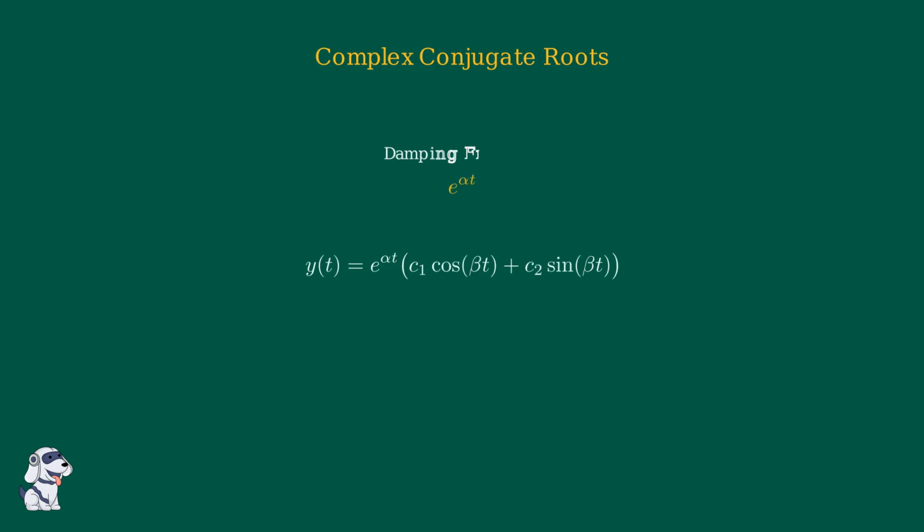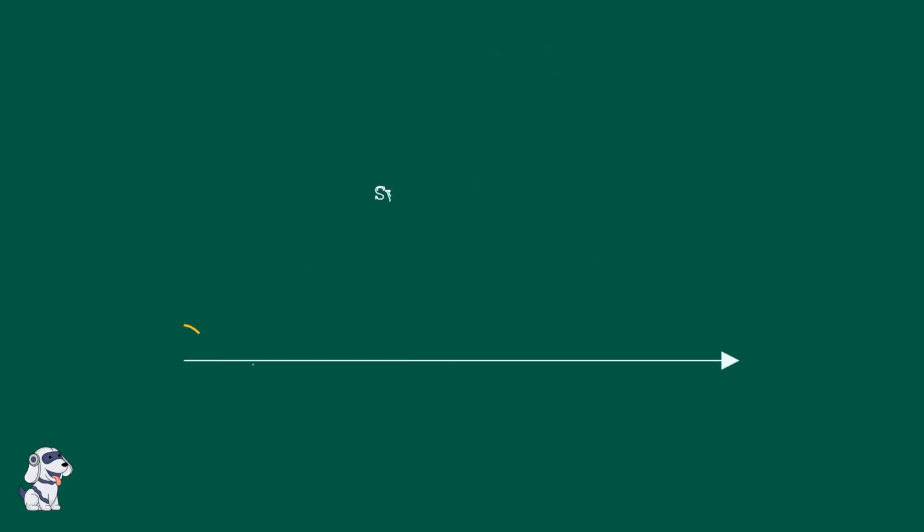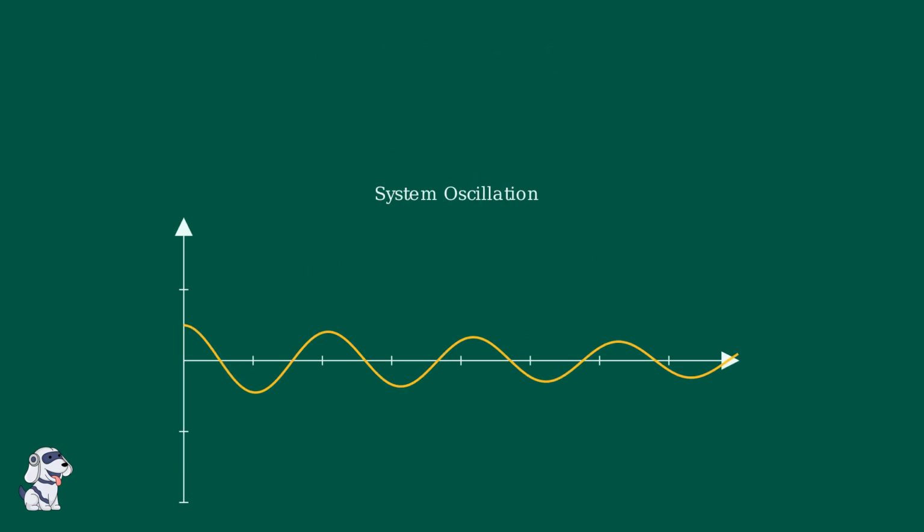When we encounter complex roots, our solution takes on a unique structure. The exponential term handles the dampening or growth of the system, while the trigonometric functions define the oscillation rhythm. This combination creates a wave that settles over time, a perfect model for vibrations in suspension systems or structural dampers.